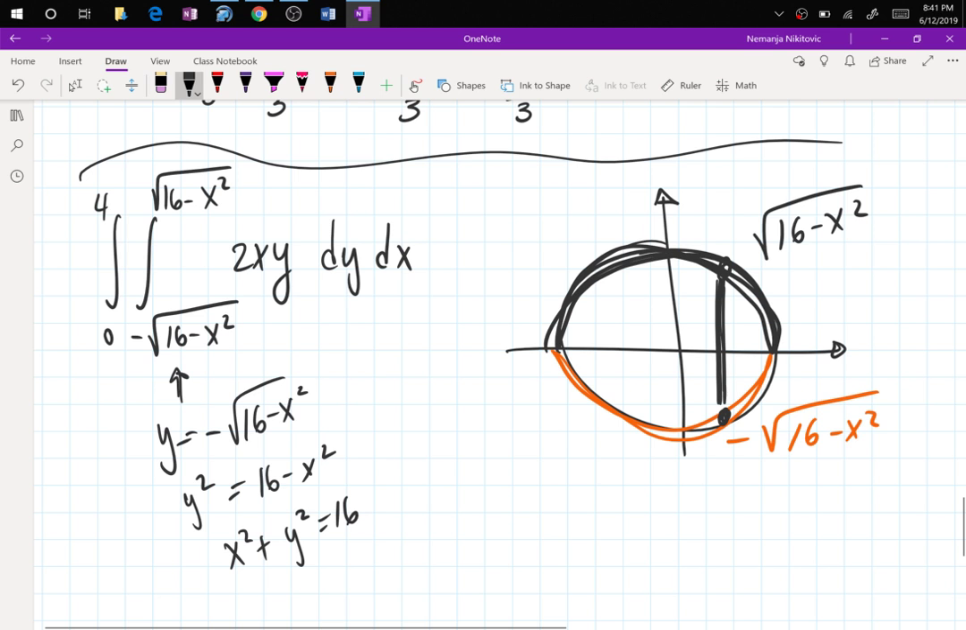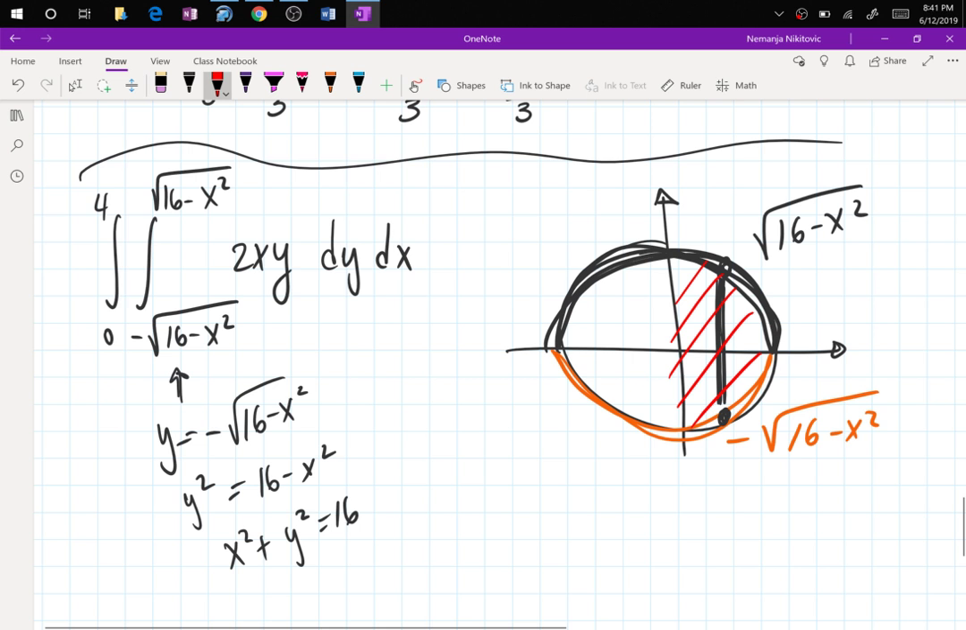Only integrating the right half. Exactly. I am only integrating the right half because it's from 0 to 4. 0 to 4 is only the right half of the circle. If you want the full circle, then you have to go from negative 4 to 4. All right, so meditate on that a little bit before you go.